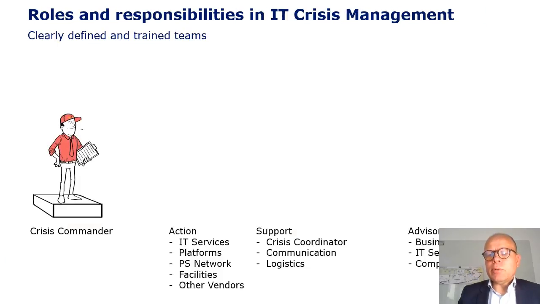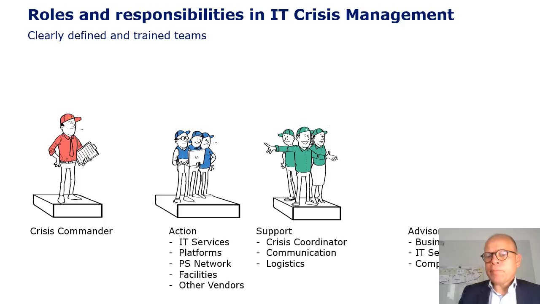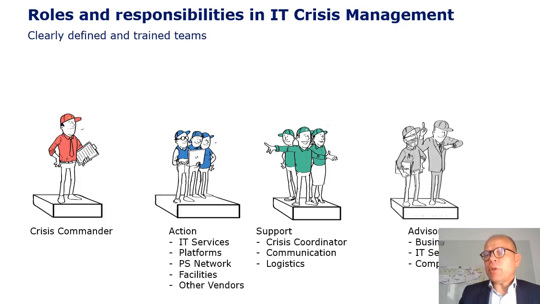So just to reiterate, you have the red as the crisis commander. You have all the action teams, IT services, platforms, networks, facilities, vendors being the blue ones. You have support as crisis coordinator, communications, logistics, and you have the advisories, which is business relations, security, risk, and compliance.